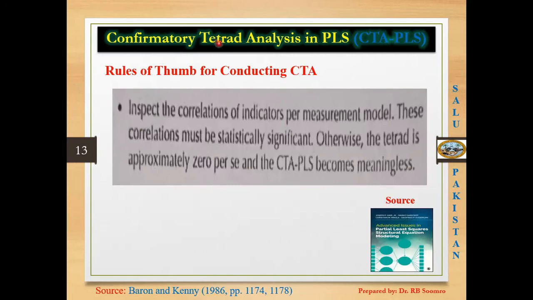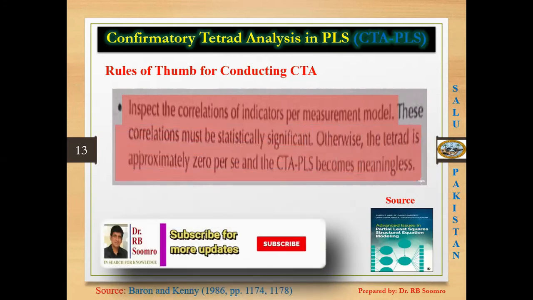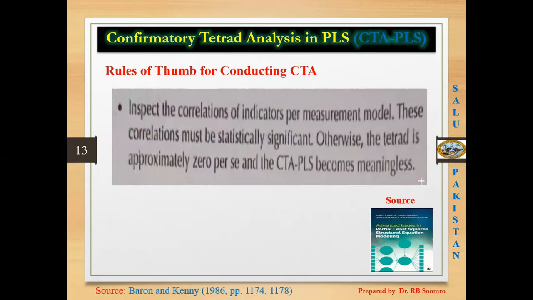Another thing is to inspect the correlation. Correlation is very important. If the results are significantly different from 0, then you can apply it. So the first step in applying tetrad analysis is that the values of the correlation must be higher than 0. Correlation must be statistically significant. Otherwise, the tetrad analysis is approximately 0, so now the CTA becomes meaningless. If all the values are near 0, then it's useless to apply the CTA on that type of data.